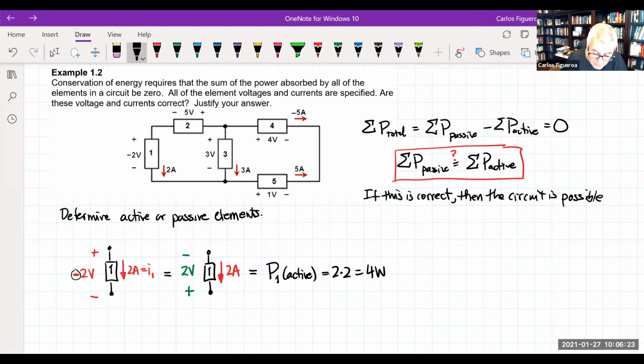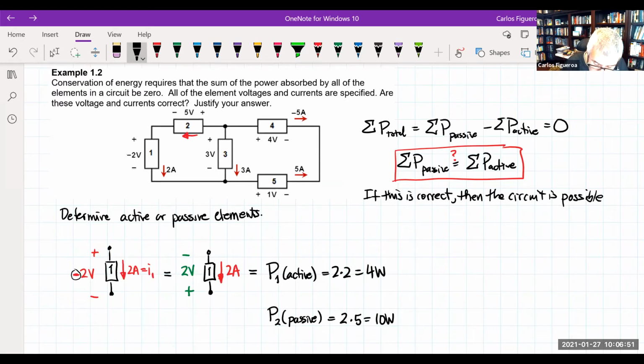If I start to look at element 2, because these guys are in series for 2, note that the current is going in that direction. So that current is entering the positive terminal. Therefore, I could immediately say that this must be passive because it's entering the positive terminal. So this should be 2 times 5. It should be 10 watts.